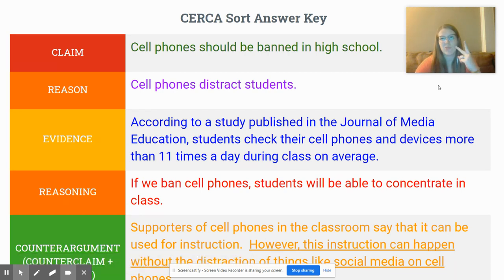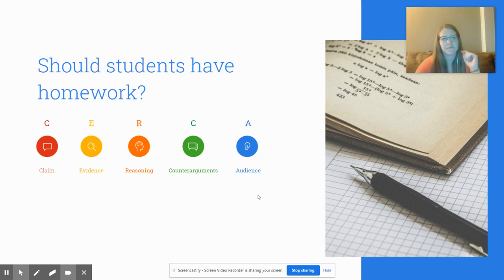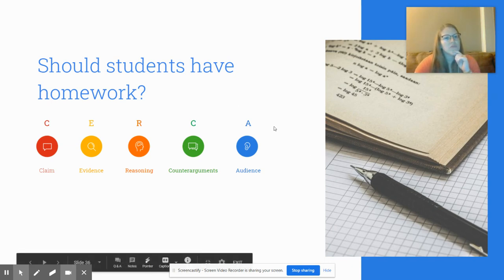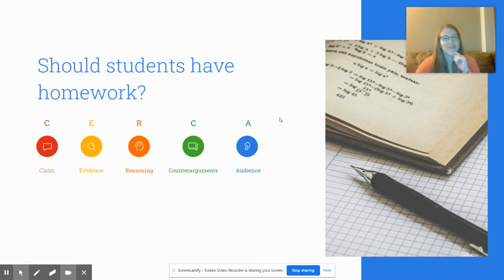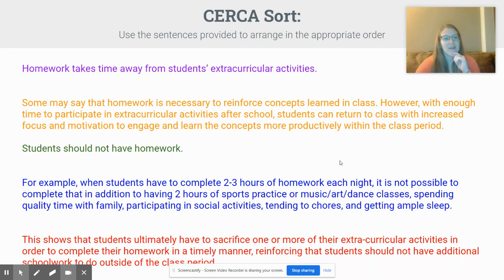I think they might have two more. Let's do maybe one more. Students should have homework. I know we talked about this one last year too. Students should have homework. Okay, so immediately, again, the claim should jump out at you. Okay, should students have homework or not have homework? The claim is students should not have homework. Okay, why? Because homework takes time away from students' extracurricular activities.